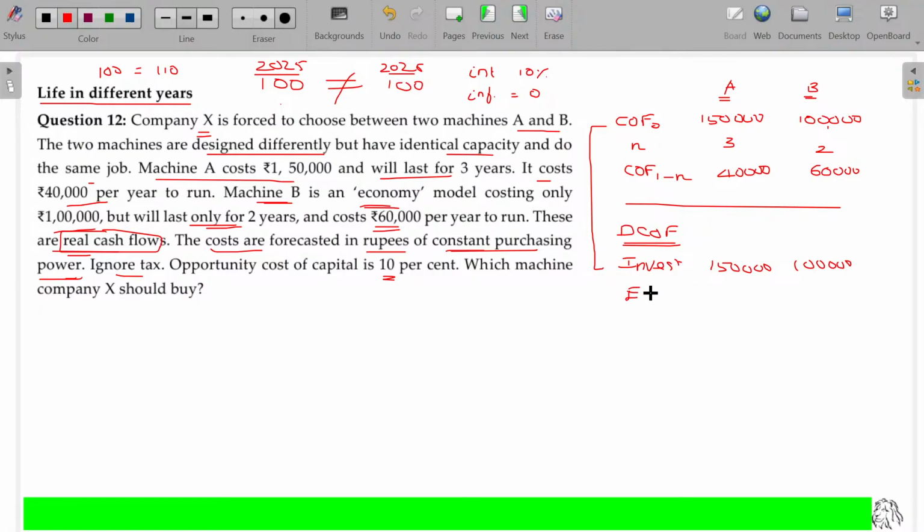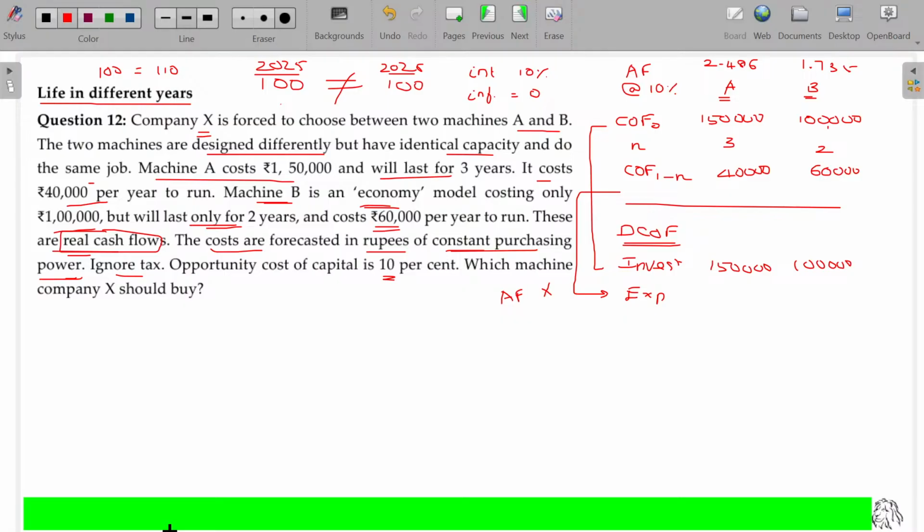And expenses. You have to multiply with the annuity factor. Now tell me the annuity factor at the rate of 10%. For machine A, 3 years is there, so you have to find out the annuity factor for 3 years. What is the 3 years annuity factor here? 2.486. For B, 2 years, you have to find out the 2 years annuity factor, 1.735.